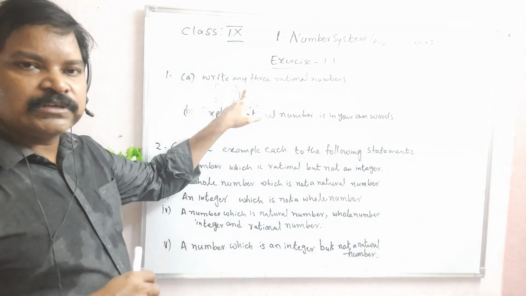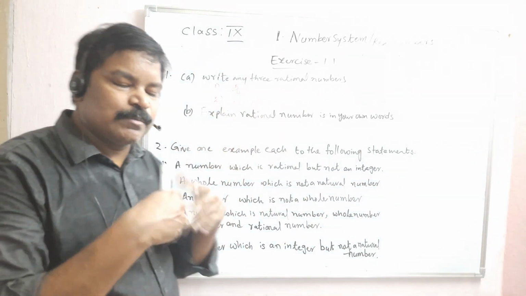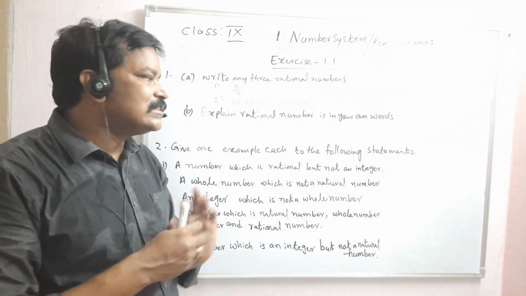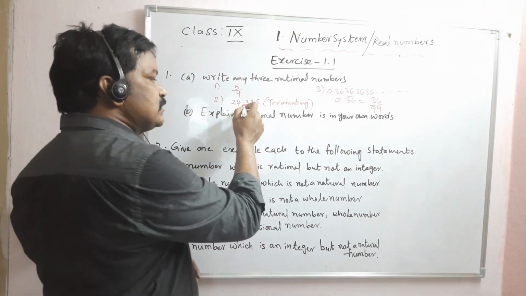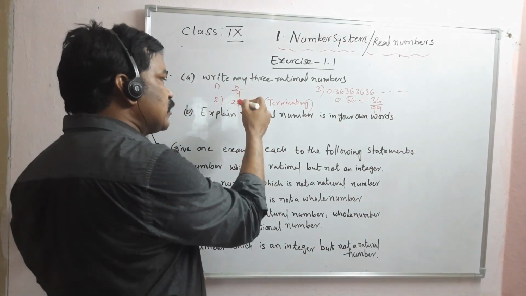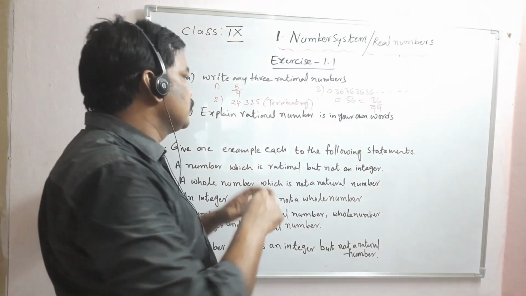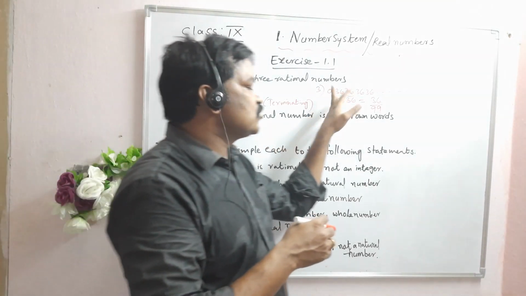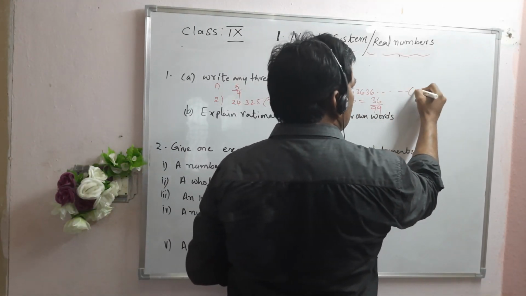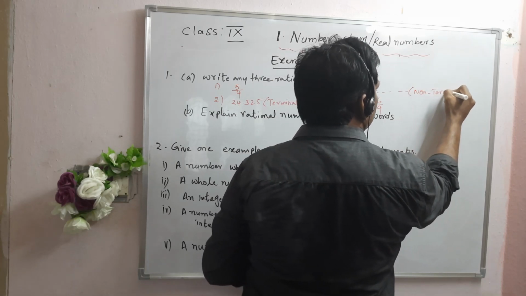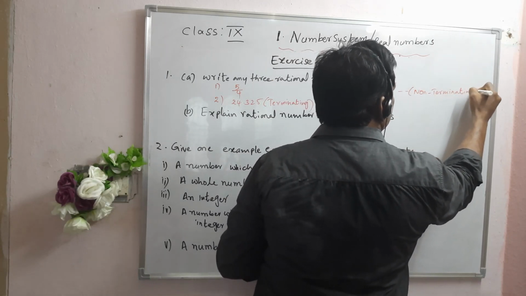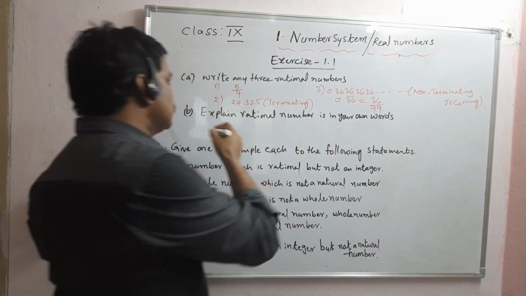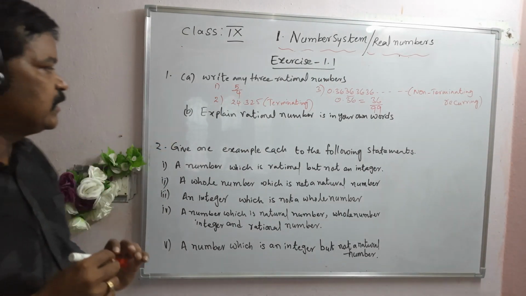So I have written three different rational numbers. One is 5 by 4. It's absolutely in P by Q form or fractional number form. Next one is 24.325. This is a terminating decimal. So what is the fractional form or P by Q form of 24.325? 24,325 by 1000, right? This is non-terminating repeating. I will write here non-terminating repeating or recurring, right?